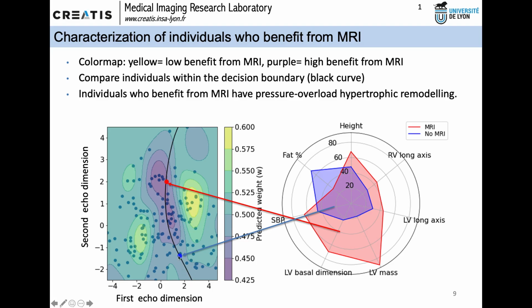The decision boundary is this line in red. This means that far from the decision boundary, our model is already sure of whether it's an overweight or not, and therefore it makes no sense to acquire the MRI, since it's already quite sure only with echo.